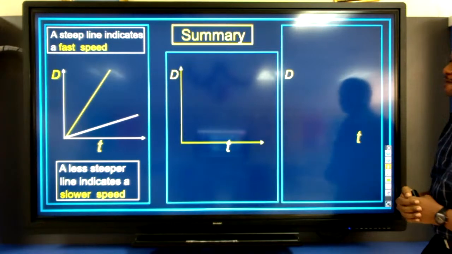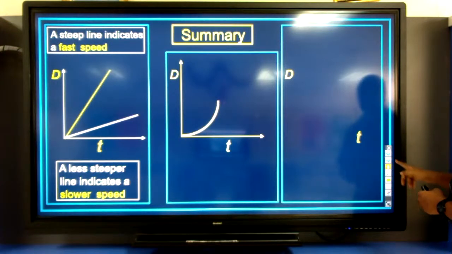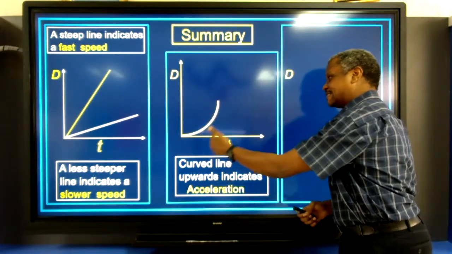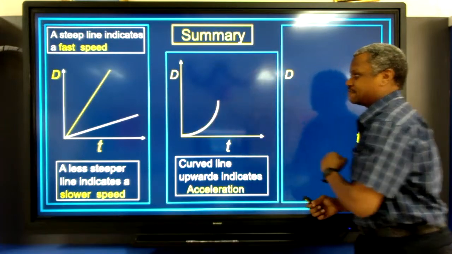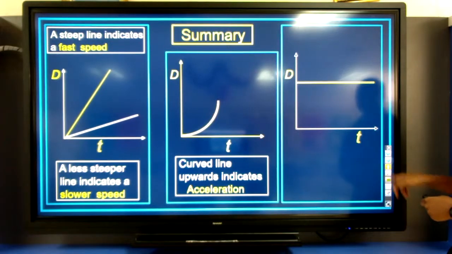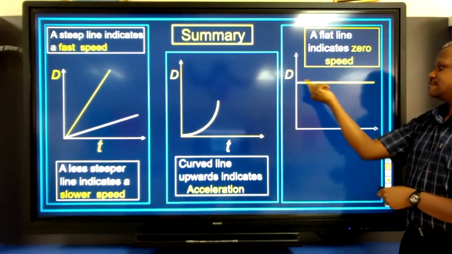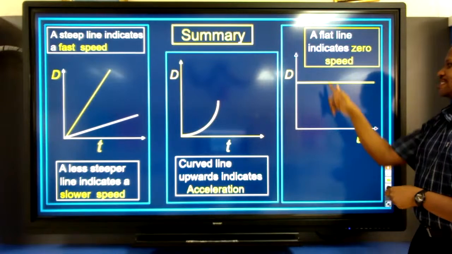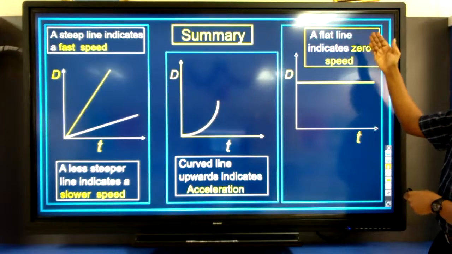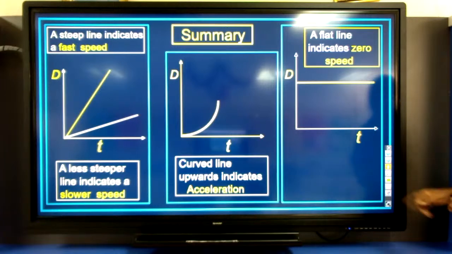Next we have graph number 2. For graph number 2, you can see this curved line there. A curved line upwards indicates what? The acceleration of the object. And the last one here, we have a straight line, which means stationary. The object is not moving, 0 speed, because it's at the same position. The distance moved is constant, there's no change. So a flat line indicates a stationary object with 0 speed.